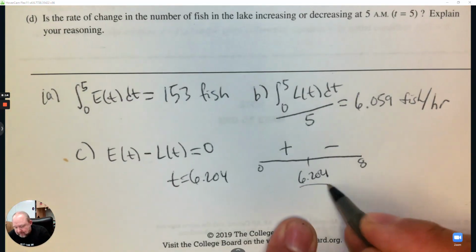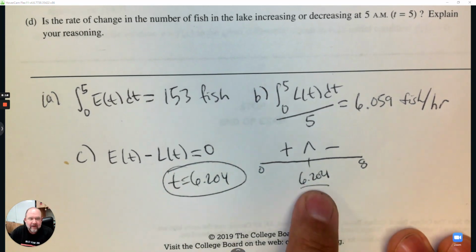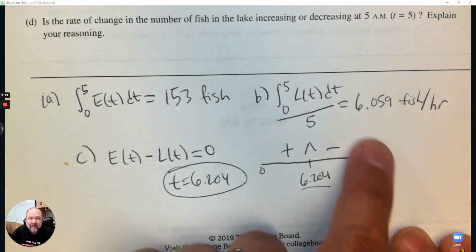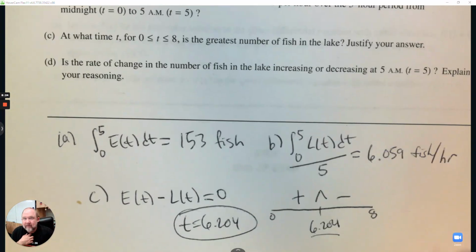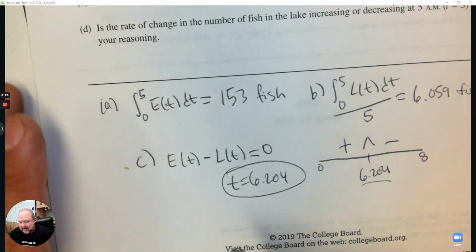So at what time is it at the greatest? And we just found right there. At this time is a maximum. So it increases there, then it decreases. At that time from 0 to 8, there's the greatest number of fish. All right, D, last one.